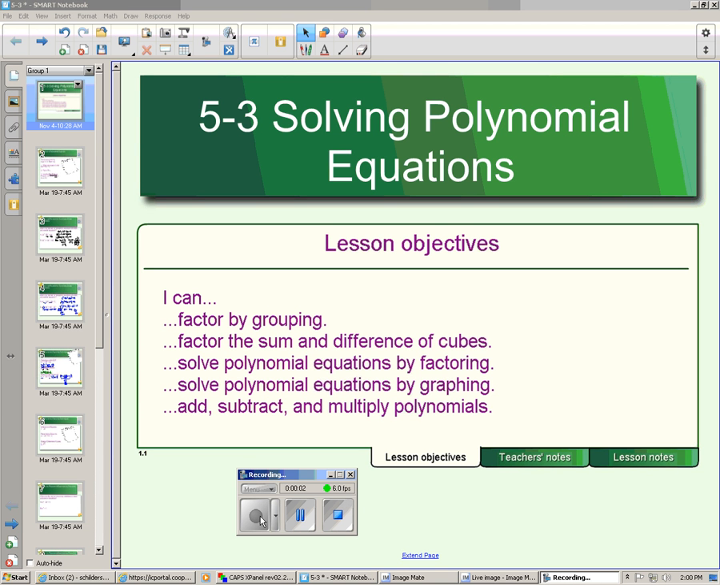This is lesson 5.3, part 3. I'm going to be showing you how to factor by grouping and also how to factor a difference of cubes.